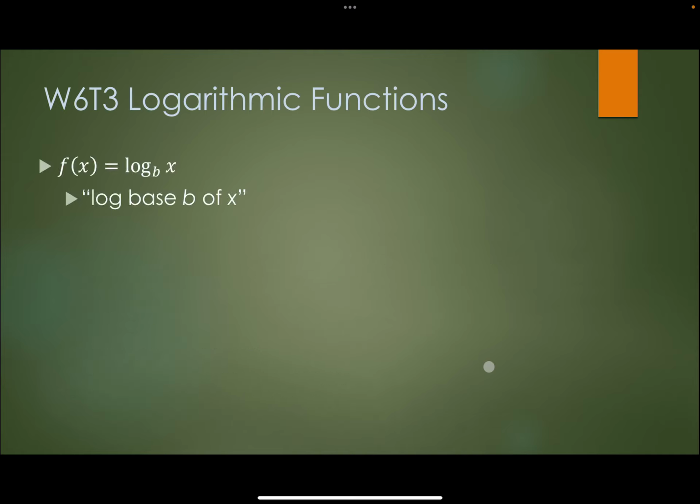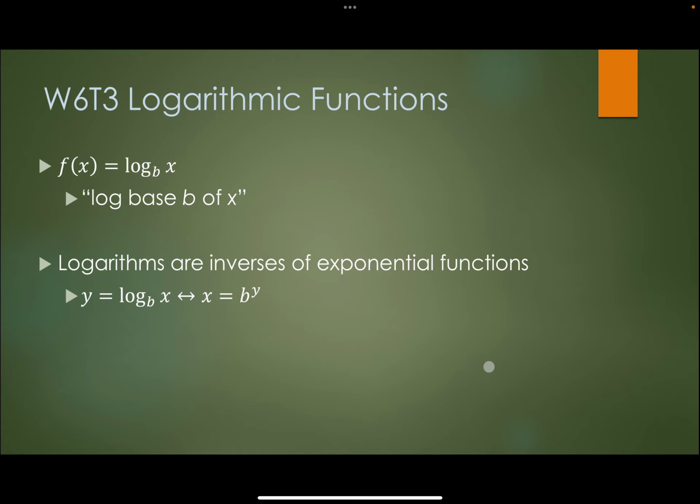You read it as f of x equals log base b of x. The b at the bottom, this b down here, is the base, just like the bases for exponential functions. That's going to be tied to exponential functions, and the idea of a base that we talked about earlier is going to be super important when we think about how logs and exponentials are related. Logs and exponentials are actually inverses of each other.